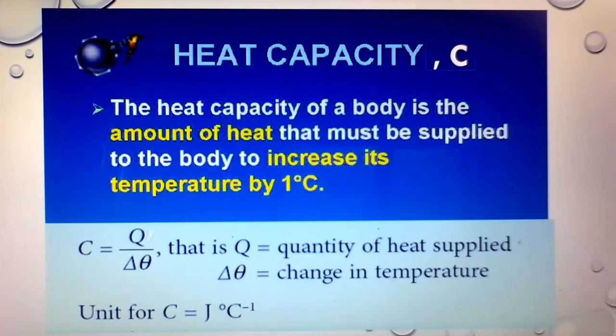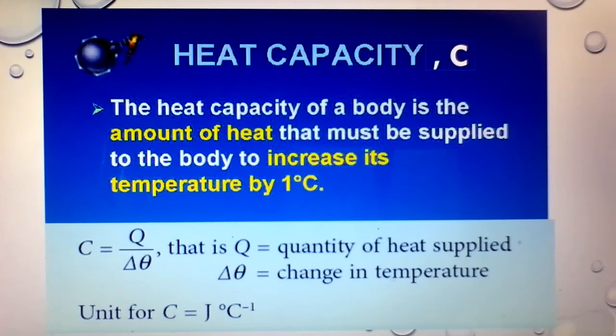So from the definition, we can write a formula for heat capacity. C equals the amount of heat, we use the symbol capital Q, or quantity of heat supplied, to increase temperature by 1 degree Celsius, meaning per unit temperature. So that's why we have here C = Q / Δθ. Delta theta means change in the temperature. The symbol like a triangle here is a symbol for change or difference in temperature.